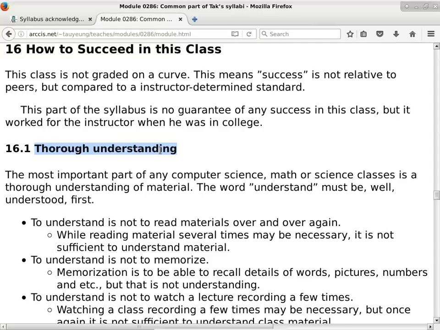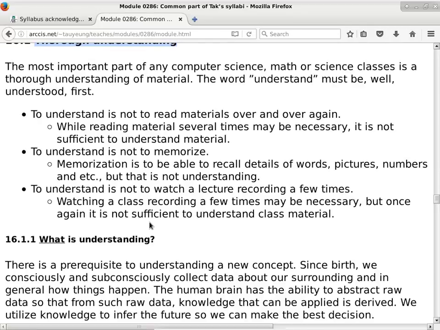So that means you don't need to memorize a whole lot of stuff. What I do test is whether you understand the material and are able to apply the knowledge and problem solve. So that's how I test in this class. So this whole section talks about what is understanding understanding. That's another recursion right there. It's meta understanding, right?